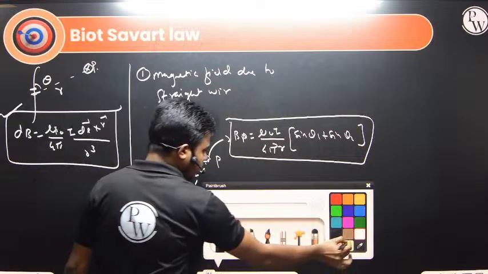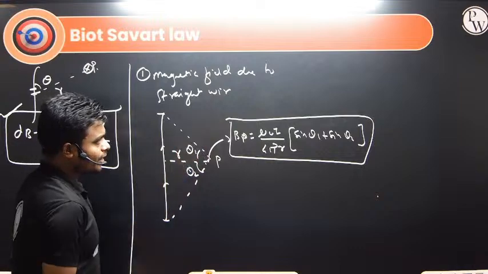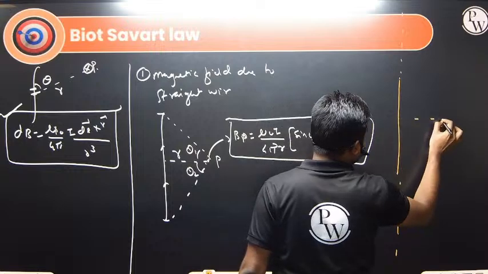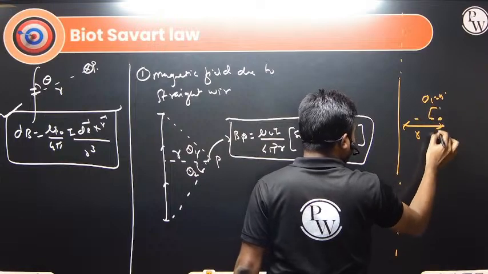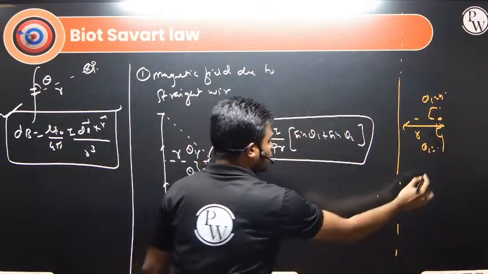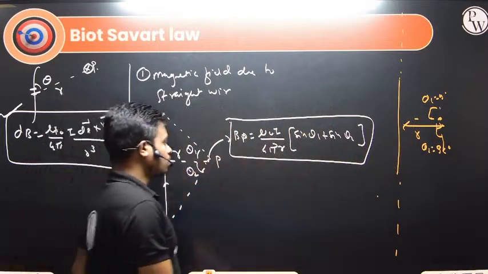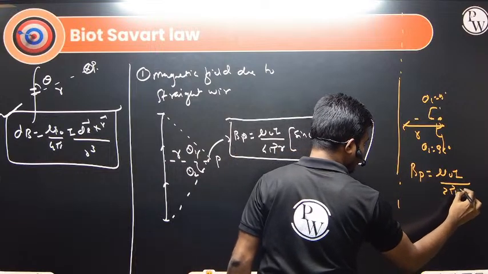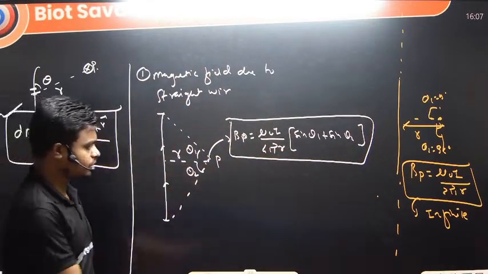This is the basic term. If the wire is infinite, extending infinitely on this side and on that side, the distance is taken as r. In that case theta 1 will be 90 degrees and theta 2 will also be 90 degrees. Sin 90 is 1, so 1 plus 1 is 2. So the magnetic field at that point is mu naught I divided by 2 pi r. This is because of the infinite wire, extending on both sides, upward as well as downward.